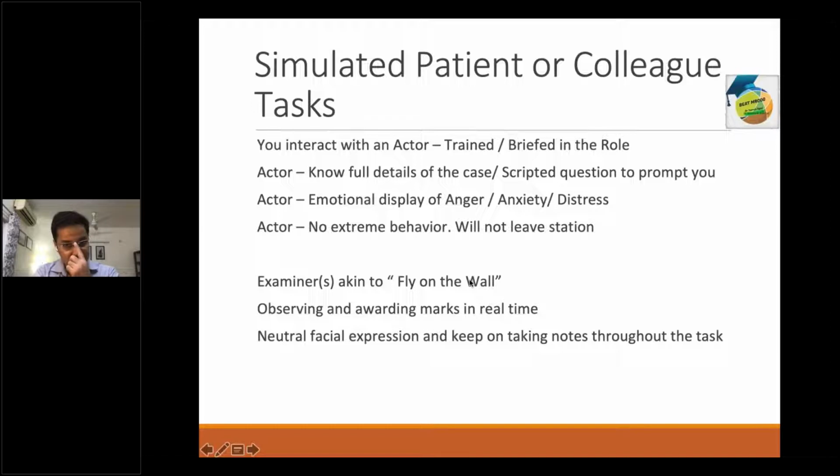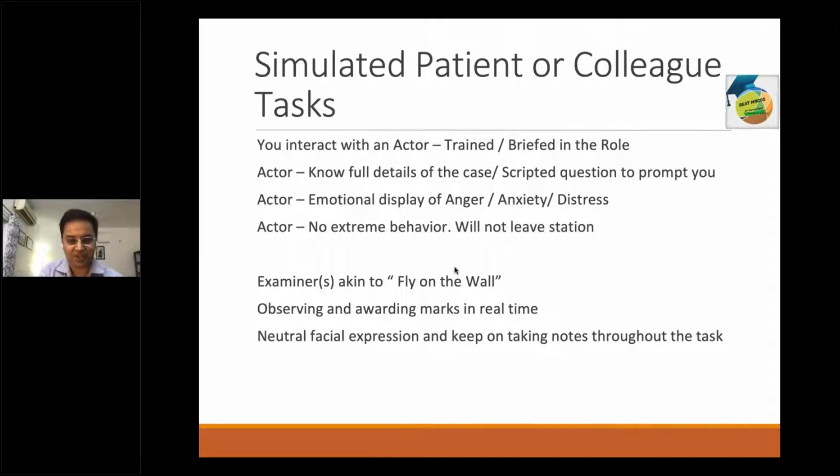In the simulated patient task, you will have one examiner, or most likely you will have 2 examiners. And the role of the examiner is very passive in simulated patient. You can just ignore them. Rather, you should ignore them. They're like a fly on the wall. They will be passive.